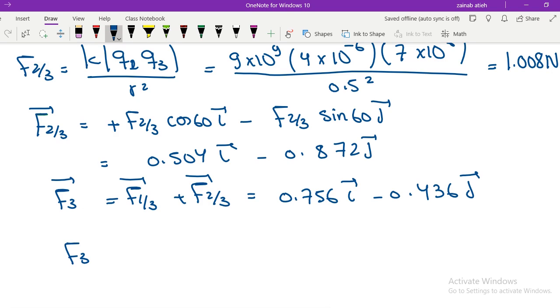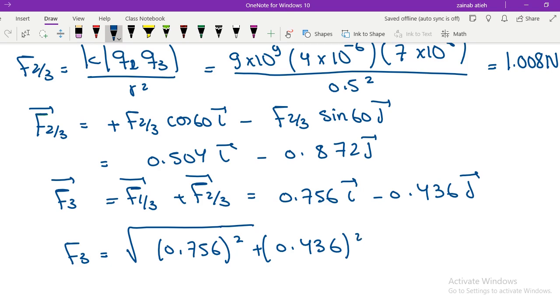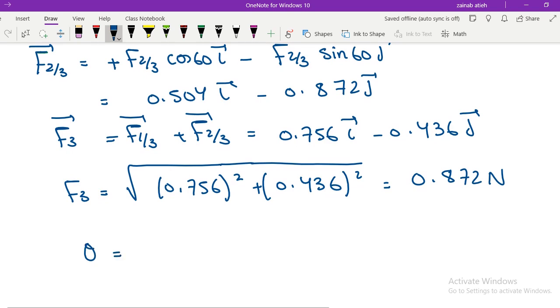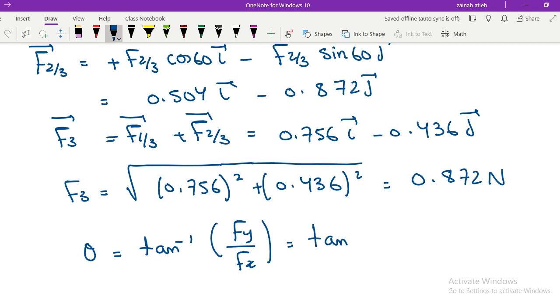So if I'm finding the magnitude of F3, it's simply the square root of Fx squared plus Fy squared. It's 0.756 squared plus 0.436 squared. You will get 0.872 Newton. If I need to find the direction اللي هي الانجل مع الاكس axis اللي عملتها هيدي الفيكتور مع الاكس axis, so theta will be equal to tangent minus 1 Fy over Fx. نقسم الواي على الاكس مع الساين. Okay, so tangent minus 1 of minus 0.436 over 0.756. Use your calculators to do that and you will get approximately minus 30 degrees.